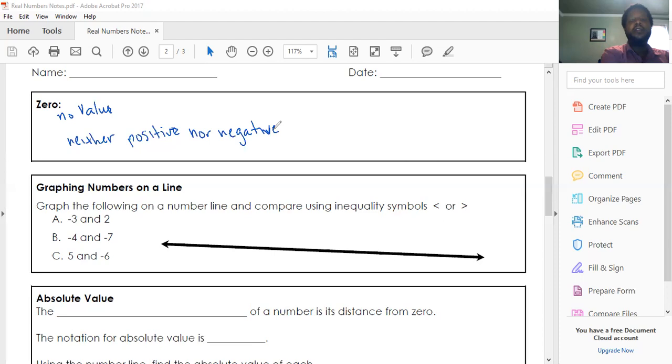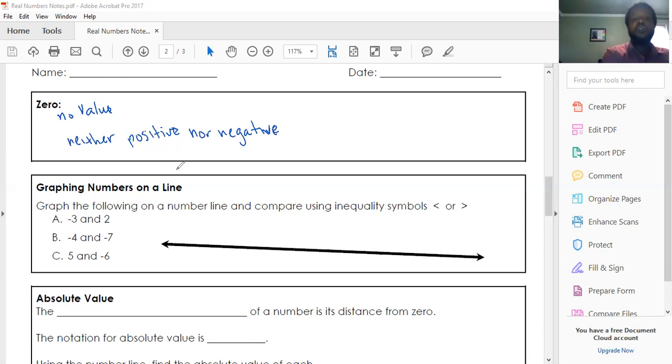So that's 0, right? It's not a positive number, it's not a negative number, it's nothing. It's just a symbol that we use to recognize nothing, that it doesn't have any value. Okay, so don't say that 0 is positive, don't say that 0 is negative, 0 is nothing. 0 is just there in the middle to separate the negative numbers from the positive numbers.